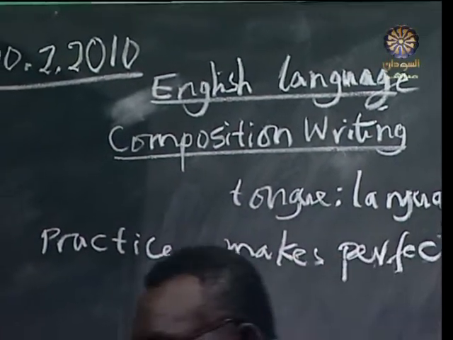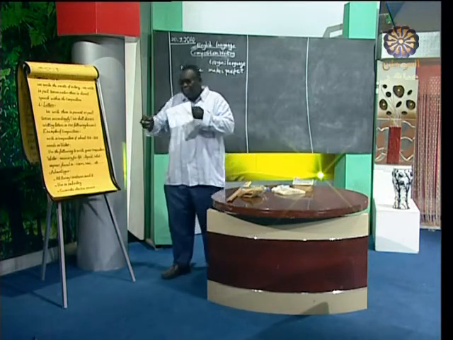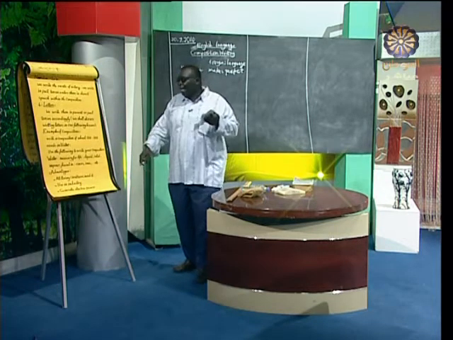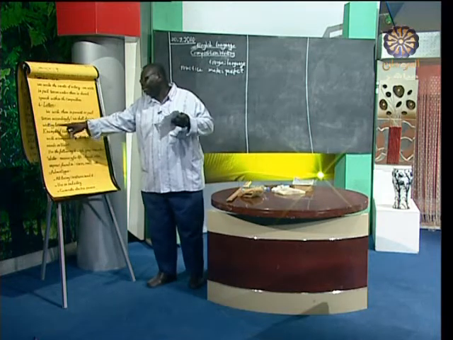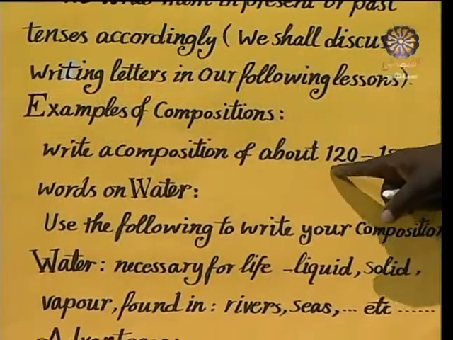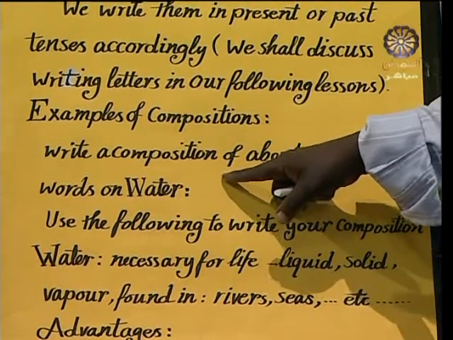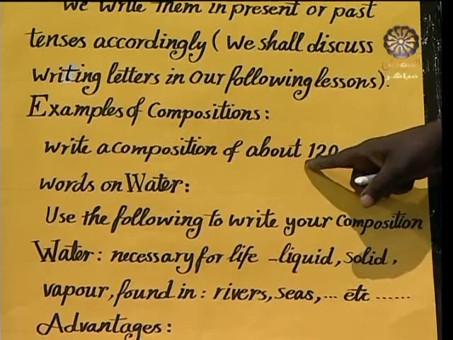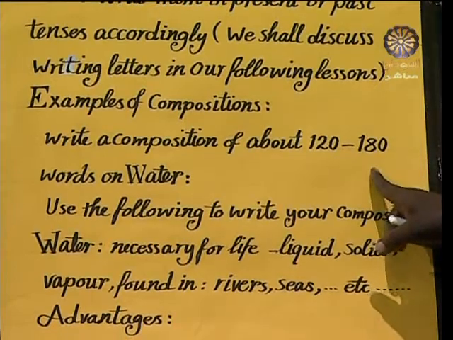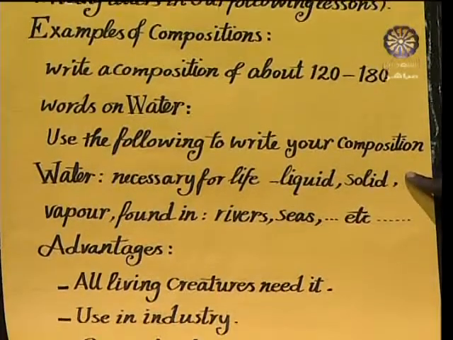Now, we are going to have an example for a composition. If you look at what we have here, the topic for our composition today is as follows: write a composition of about 180 words on water. And this is what is asked in the examination. In the examination, they ask you to write a composition, and the length of the composition should not be less than 120 words and not more than 180 words. Use the following points to write your composition.